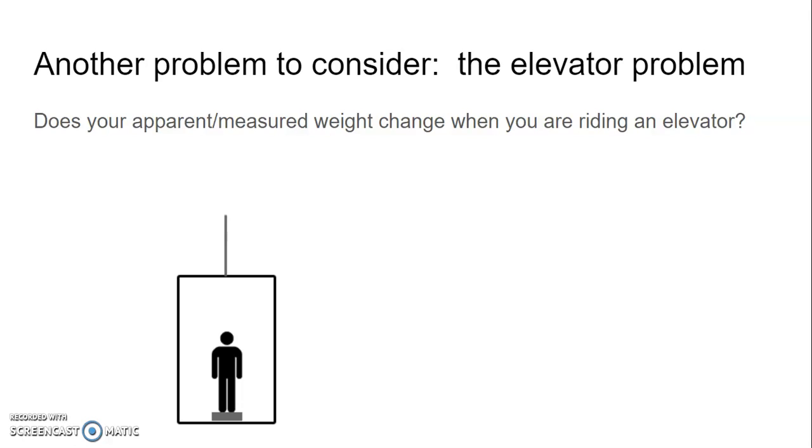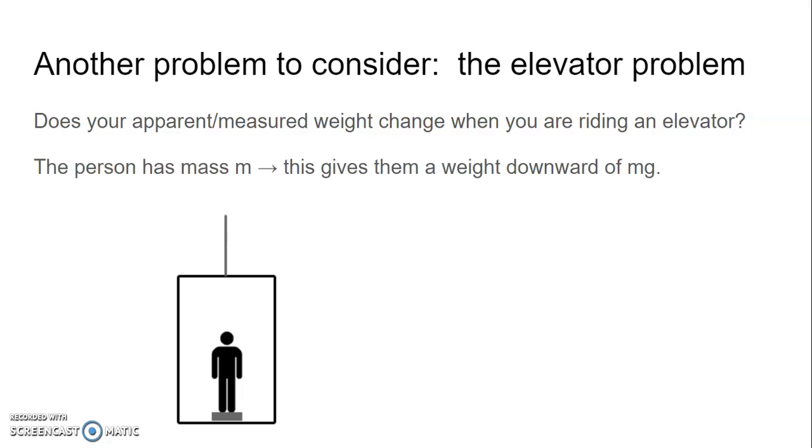Imagine being in an elevator standing on a scale, as people do. If you imagine standing on the scale in an elevator, the question is, will the scale reading change? That is, does your apparent or measured weight actually change when you're riding in an elevator? The answer is a bit tricky. So let's take a look at what's going on.